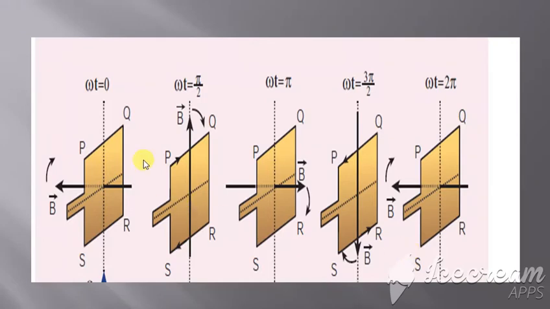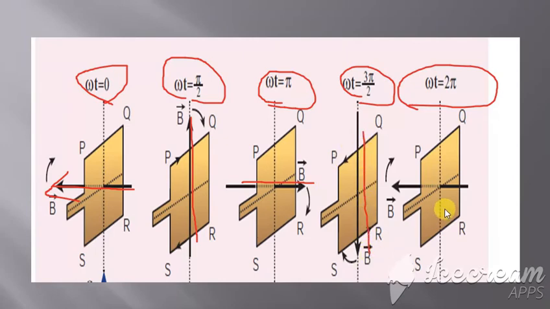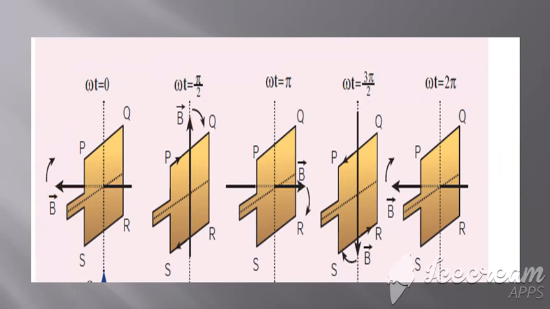Next, this is the diagram. First is 0, pi by 2, pi, 3 pi by 2 and 2 pi. Initially the field is like this, then it is in the upward direction, then this side, then the downward direction, then again this side. The coil does not change, only the direction is changing: left side, upward, then right side, downward, then again left side. This is how the magnetic field moves for this coil.